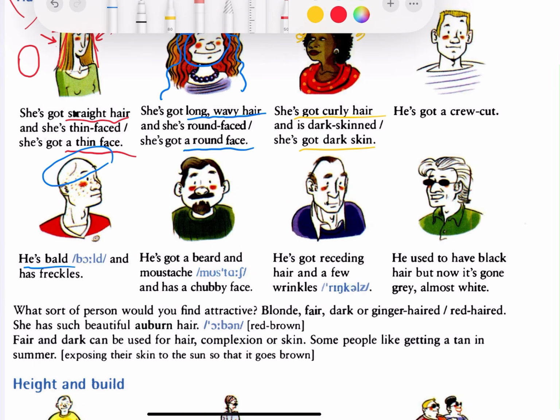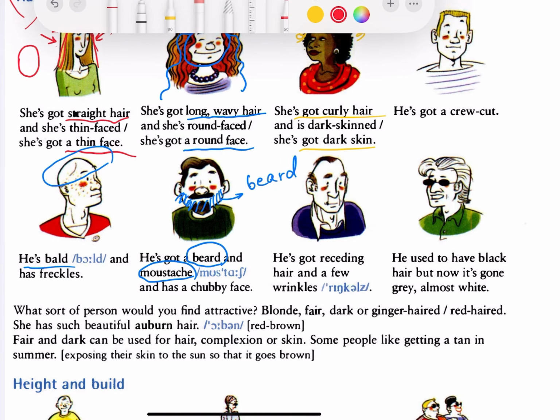Now let's talk about these new words, beard and mustache. What do beard and mustache mean? Beard is the hair that grows on a man's face. So you can see that this is a beard.